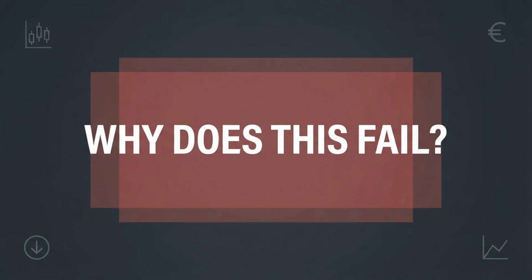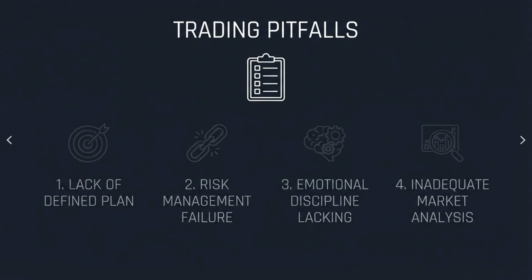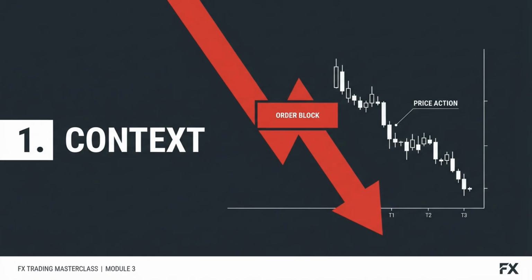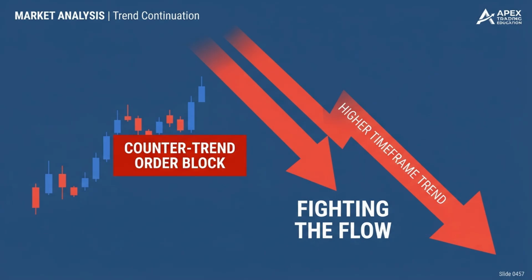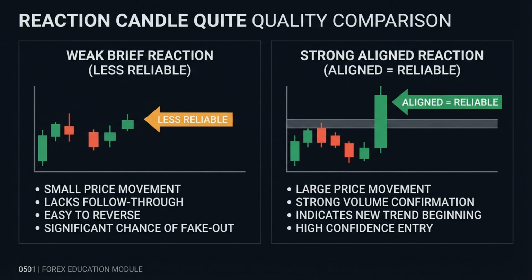Why does this fail sometimes? Because it does fail, and you need to know exactly when. The first reason is context. An order block against the higher timeframe trend is fighting the dominant flow of orders, and even if it reacts briefly, it's far less reliable than one aligned with the broader direction.